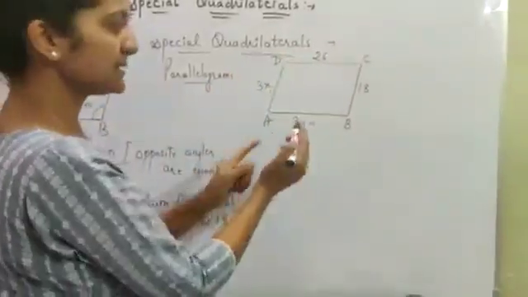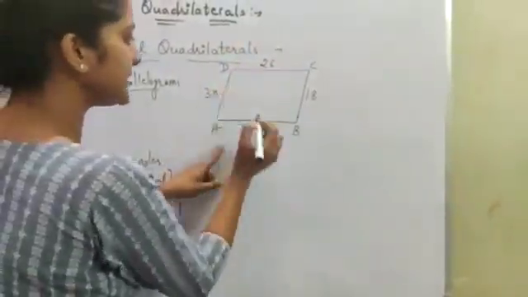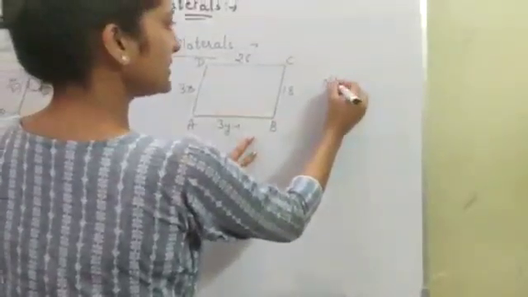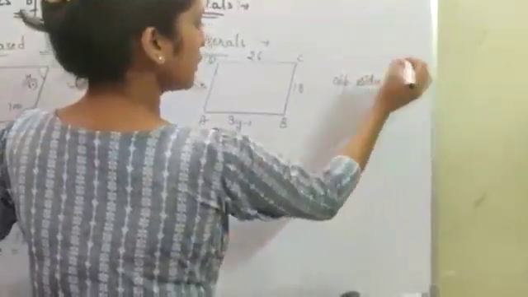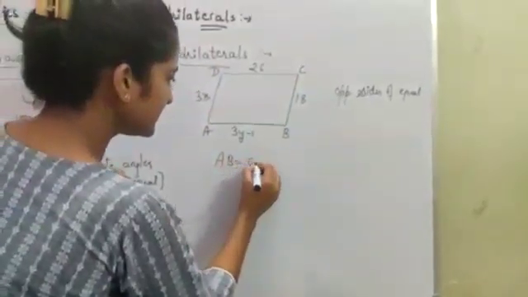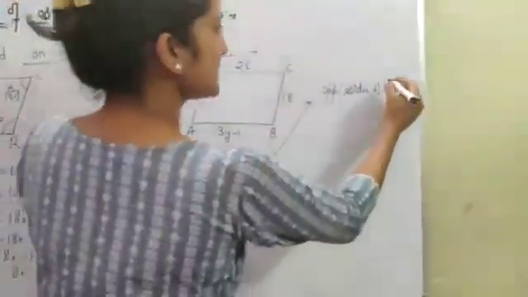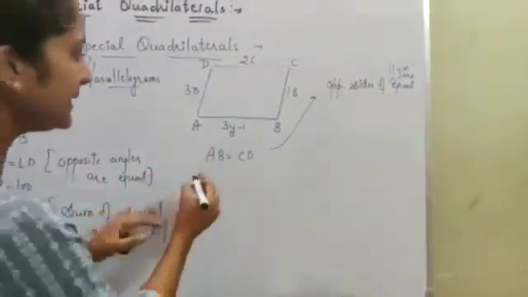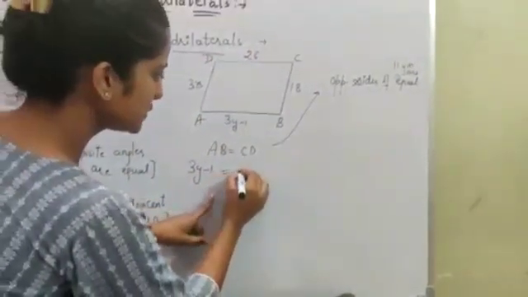Now next sum. See, ABCD is a parallelogram. So we have to find the value of this X and this Y. We know that in a parallelogram, opposite sides are equal. It means AB is equal to CD. AB is equal to CD because opposite sides are equal. So AB is what? 3y minus 1 and CD is 26.